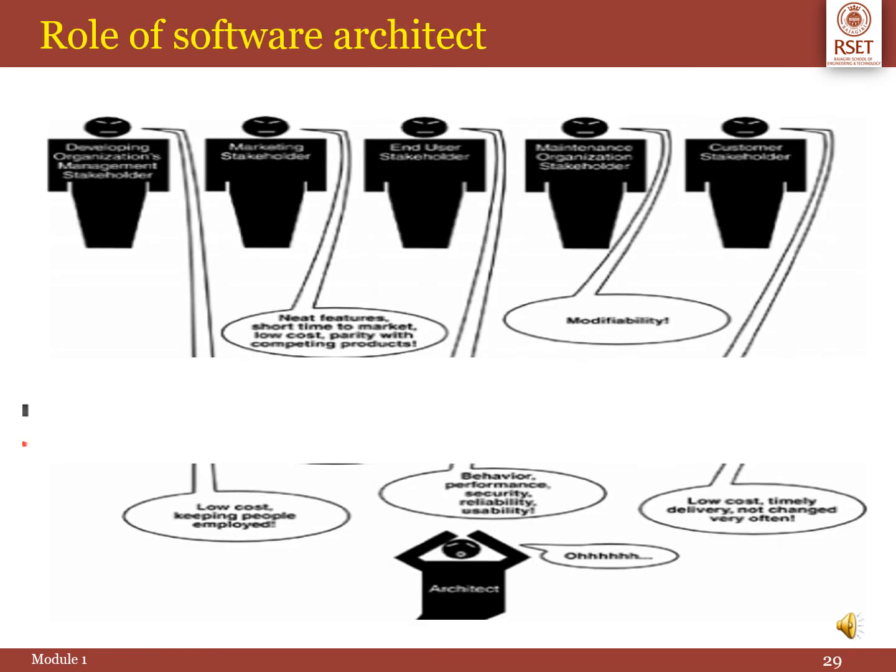The role of a software architect. An architect abstracts the complexity of the system into a manageable model. The figure shows the different stakeholders: the developing organizational management stakeholder, marketing stakeholder, end user stakeholder, maintenance organization stakeholder, and finally the customer stakeholder. The requirements will be taken to the stakeholders, and an architect creates and distributes the tailored use of a software architecture to the appropriate stakeholders at appropriate intervals.